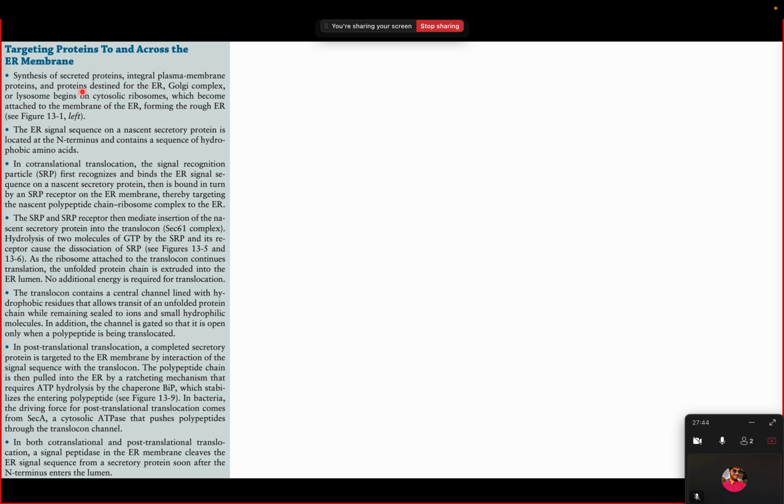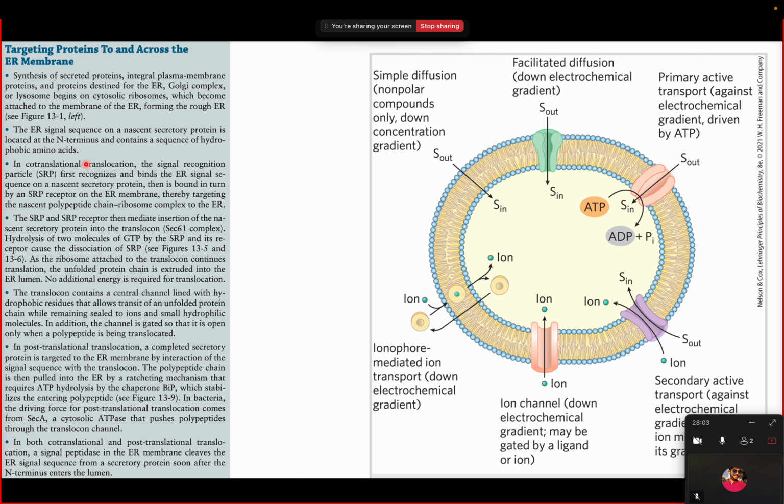So till here we have discussed, and this is the overall view of how secretory proteins are translocated or how they are sorted. For sorting purposes, they need to first get into the ER, from ER to Golgi, and from Golgi to wherever their destination is. Okay, so this is the overall picture of membrane proteins and their function. Okay, so if you can see, we have discussed different types of transportation, right?